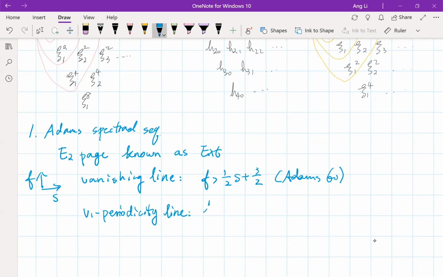And then this result is given by 1/5 plus 12/5. And this is the result by Adams and May shortly after that.